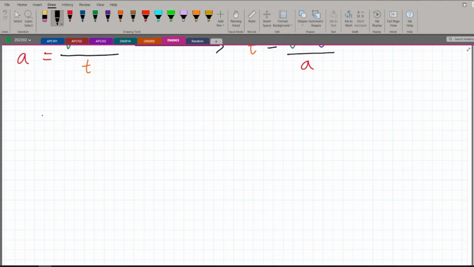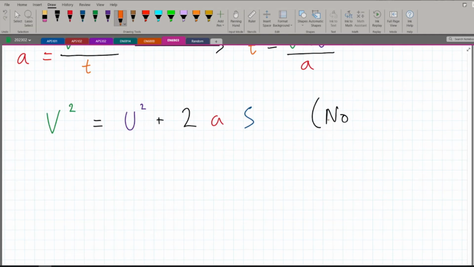Some of these equations look like this. Velocity squared is equal to u squared plus 2 times as, which is acceleration times distance. This is an equation you can get without having time. So this has no time.